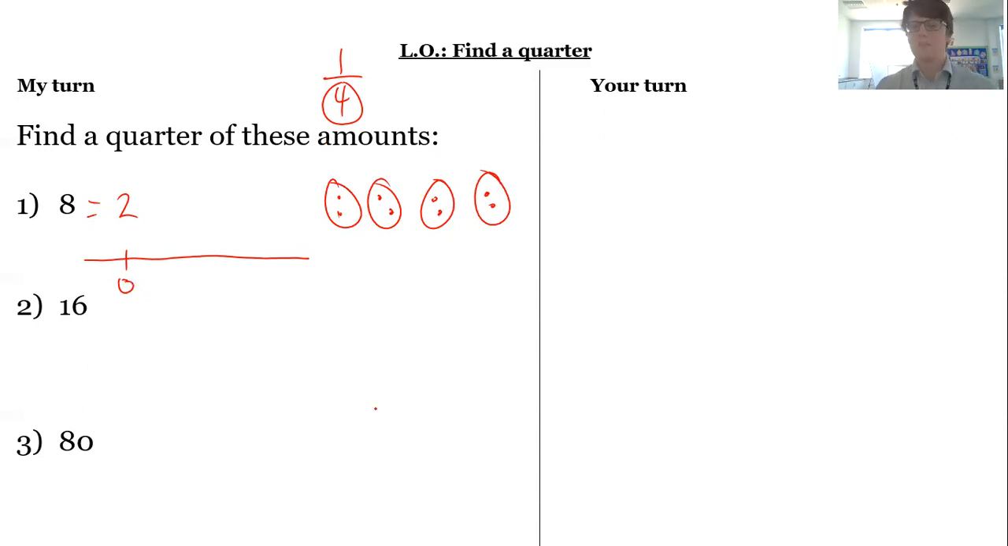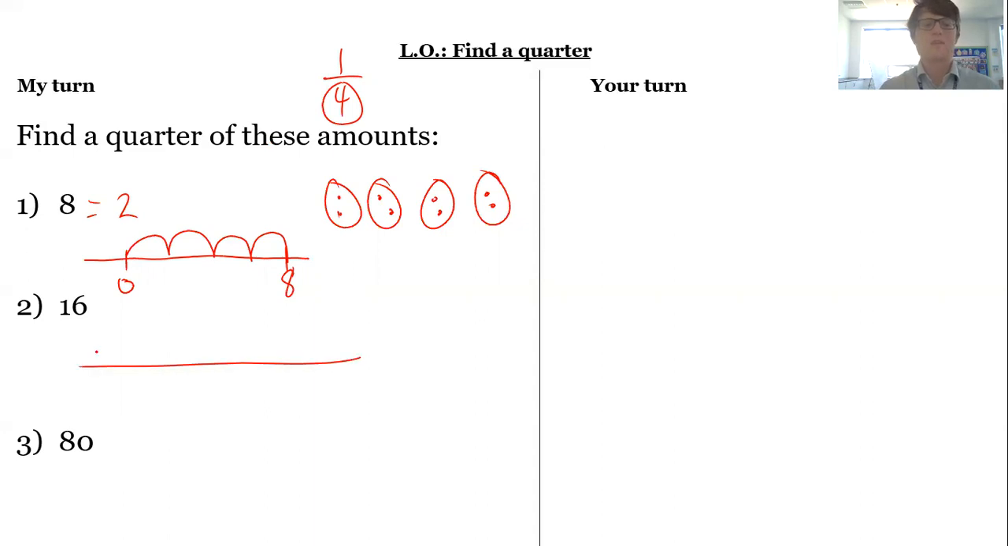Instead of sharing, I'm going to do groups of 2. How many groups of 2 are in 8? Well, 2, 4, 6, 8. There are 1, 2, 3, 4 groups of 2, which gives me 2 as 1/4 of 8.